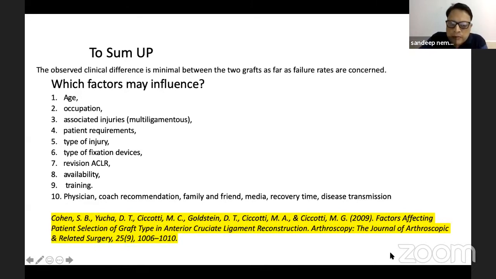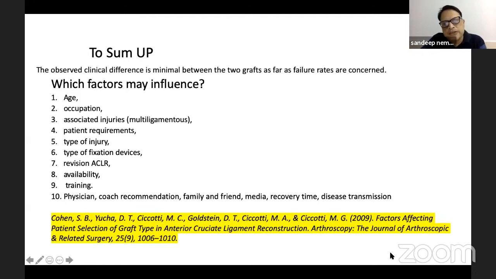Then patient requirements. These days, many patients come up, they see what the available evidence is, and they themselves suggest the graft choices. Then the type of injury. Whether it is an intra-substance tear or an avulsion also dictates, because there is more evidence coming in favor of repair for femoral-sided avulsions. So it really depends. As far as the avulsion from the tibia is concerned, all of us will agree that we will repair.